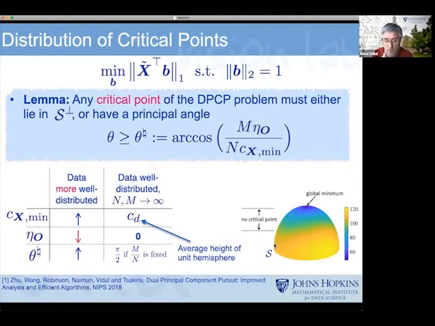So in other words, what this says is that as I increase the number of data points, the angle theta sharp is just getting bigger and bigger, and therefore there is essentially no critical point in between. It's either the North Pole, which is the global minimum, or it's going to be almost on the subspace, regarding the critical points.